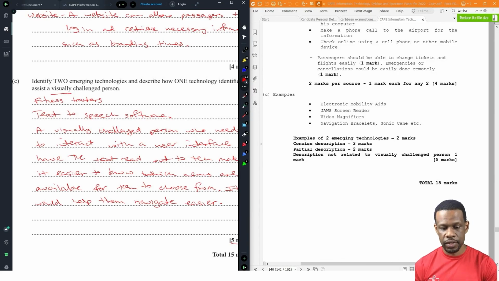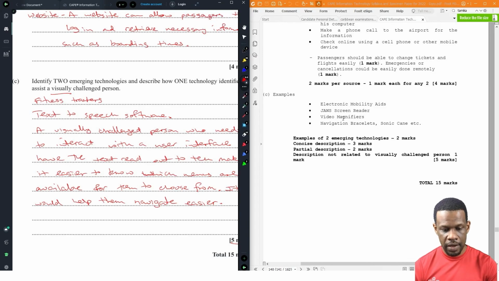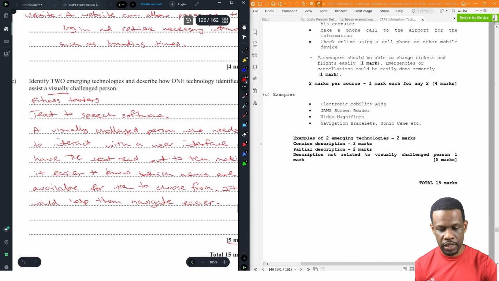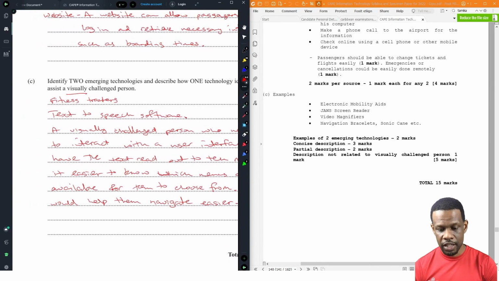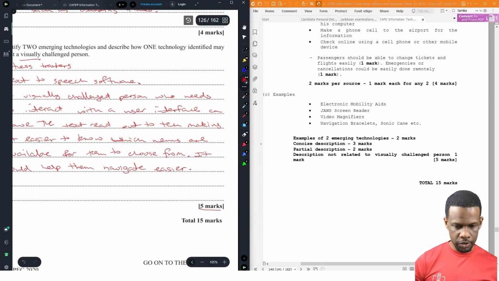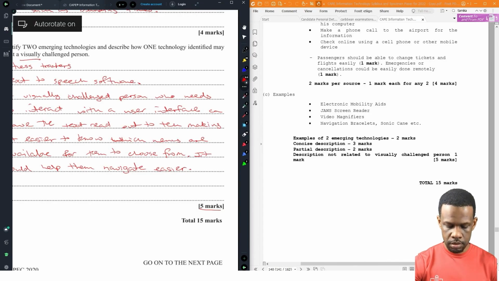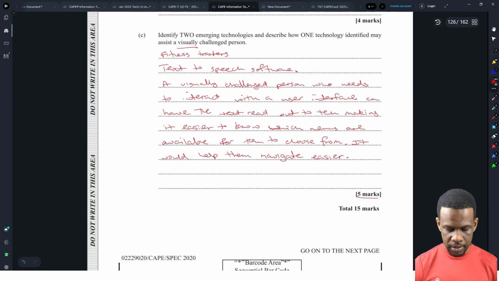Alright, so I have fitness trackers and text-to-speech software. They have examples. We'll just put text-to-speech. Cool. Or a magnifier could be one too. They have actual names of software, but we just have text-to-speech software, so they'll have to accept text-to-speech. Alright, cool. So we get those marks there. I don't see any issues there. Nothing to worry about.